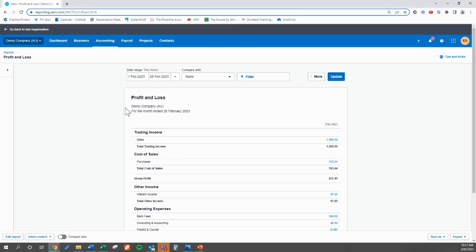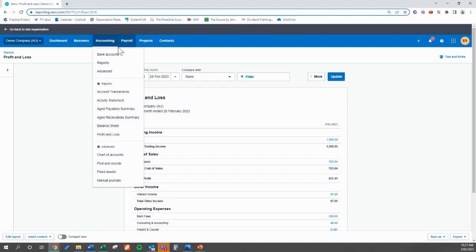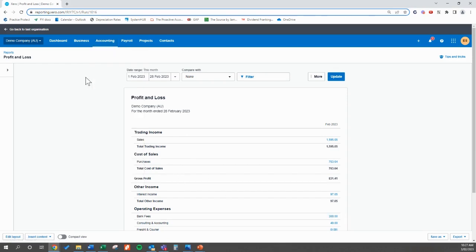So what I have in Xero is my profit and loss. As you can see here, under your accounting tab, I've just opened up profit and loss. If it doesn't look like this, you might have the old version saved or you don't see it in this drop down, just head to reports and then search for profit and loss and it will give you this report.